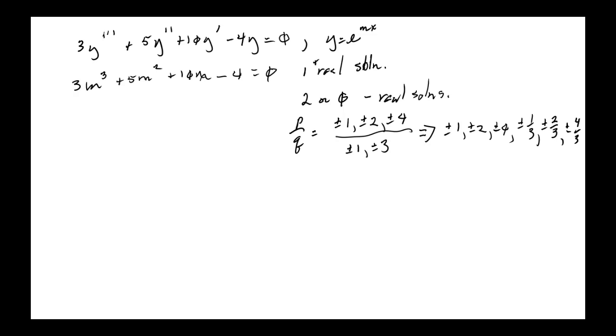Now, the easiest one is usually plus 1. Why is that easy? If you put a plus 1 in here, all these are 1s, and you just add the coefficients. But you get 14, and that's not going to work, because that's not going to be 0. So plus 1 is out of there. Okay, we can do negative 1.